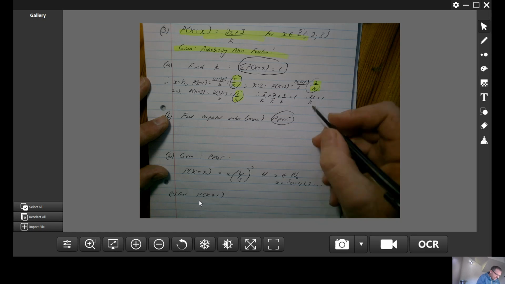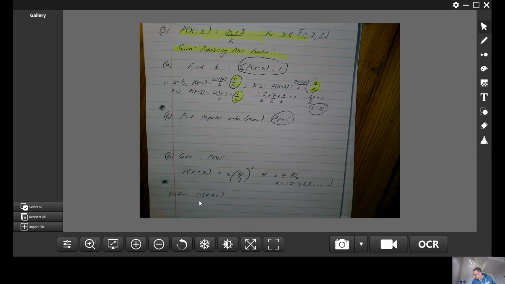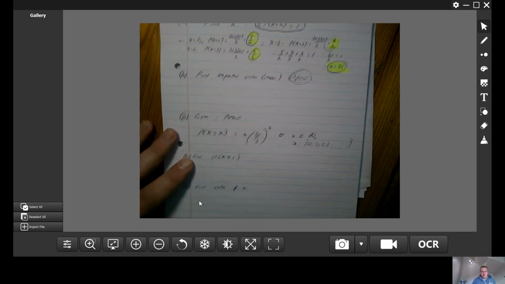So k is equal to 21. Right. So you end up with k is equal to 21. Double check I haven't made a careless mistake. Yep, that's right. Okay. So the key idea, if you're told that it's a probability mass function, is that the probabilities must add up to 1.